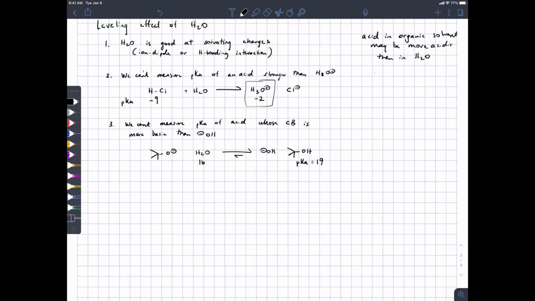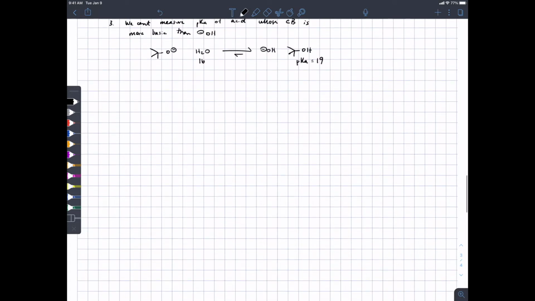So is that a useful principle? Acids in organic solvent may be either stronger or weaker than they were in water. That's not a useful principle. There's not a particular rule of thumb, only that solvents change things. So I'm going to show you a few effects and we'll work on rationalizing them.